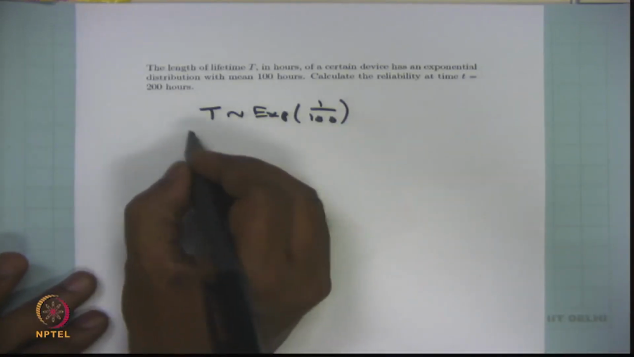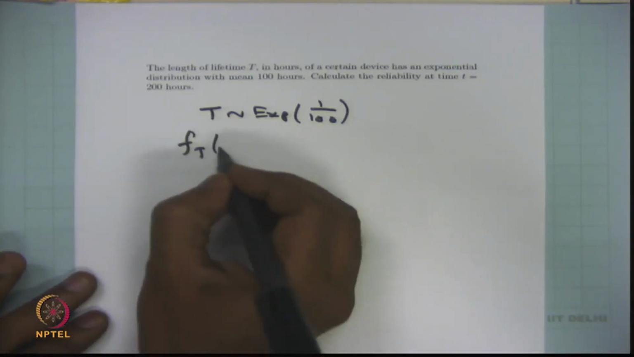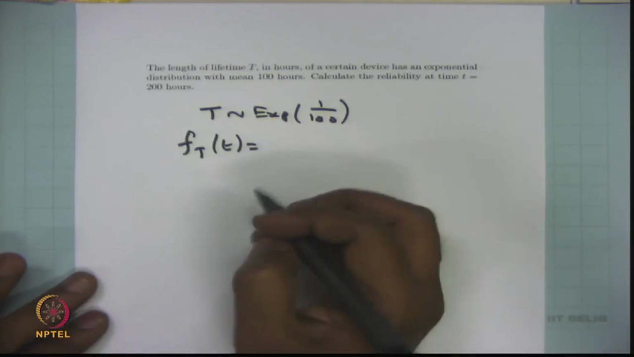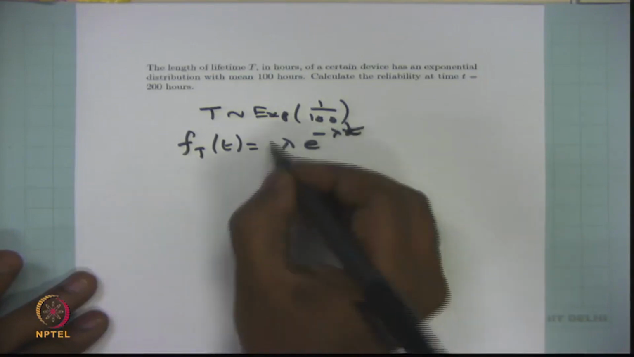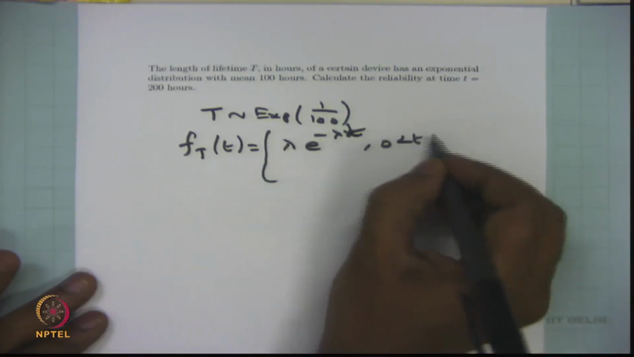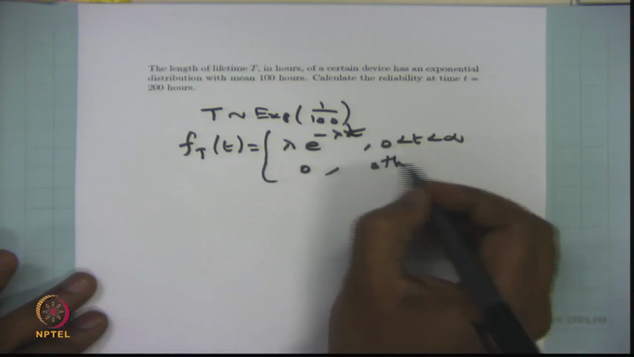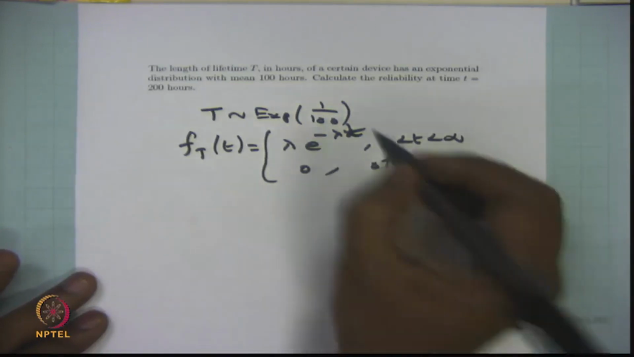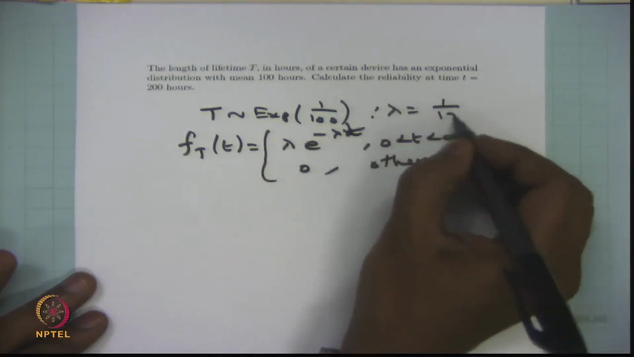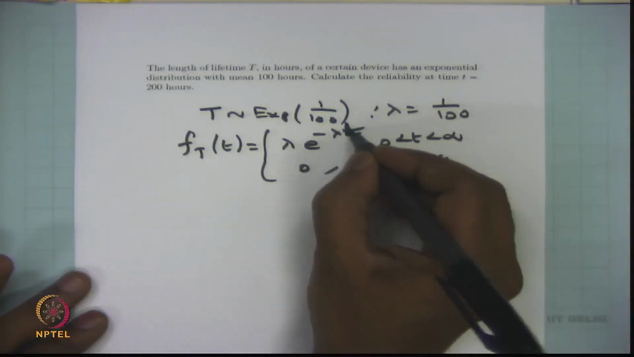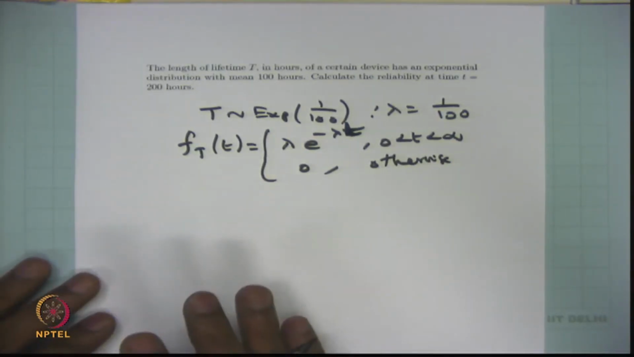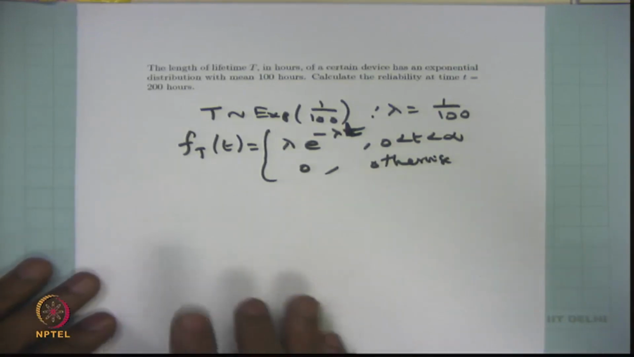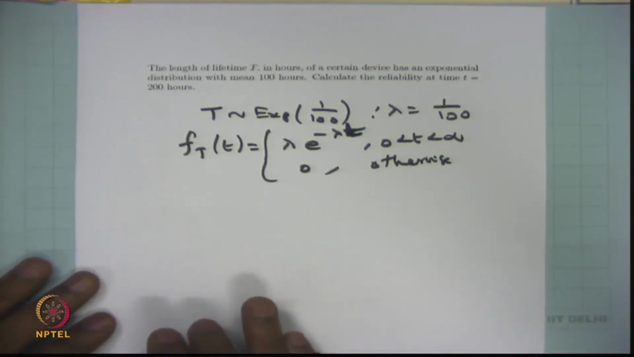Therefore, you can immediately write down the probability density function, that is lambda times e power minus lambda t, where t lies between 0 to infinity, 0 otherwise. In this problem lambda is 1 divided by 100. By substituting lambda equal to 1 by 100, you will get the probability density function of the random variable capital T in this problem. So, the question is to calculate the reliability at time t equal to 200 hours.